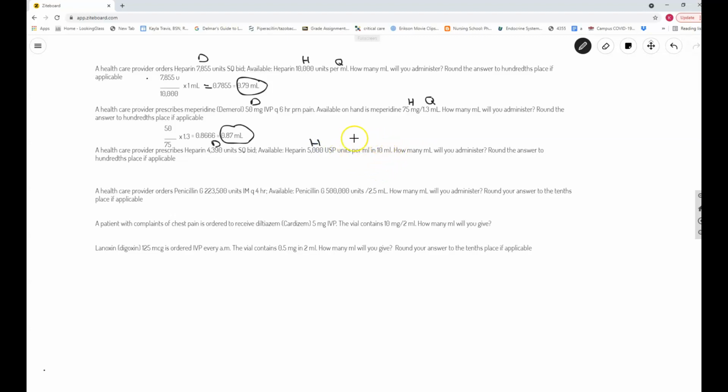Okay, so don't let this confuse you. I did this problem on purpose. It is still 5,000 units per mil, but in that vial, there's 10 mils. So this right here, this per mil, is my quantity. Okay, not the 10 mil. How many mils will you administer? Round to the hundredths place.